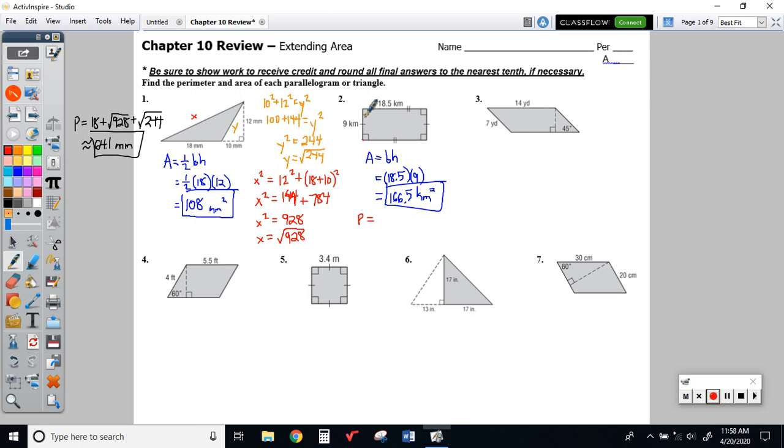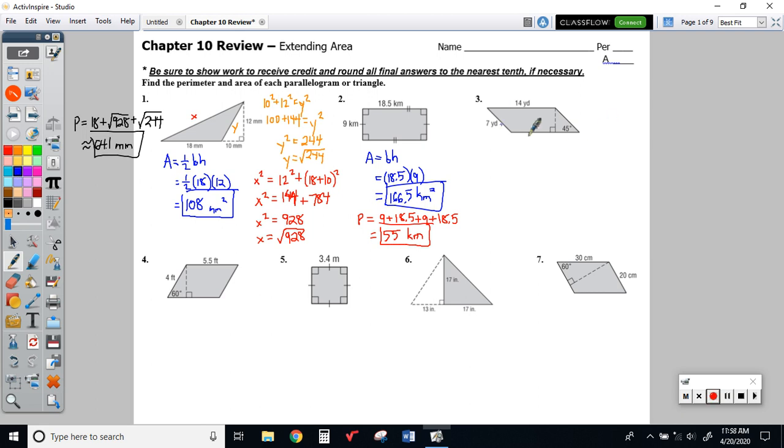So for the perimeter, we're adding all four sides together here, and we have 9 plus 18.5 plus 9 plus 18.5. So you could write it all out, exactly what I just said, or you could write 9 times 2 plus 18.5 times 2. It looks like this would be 37 together, and that'd be 18 together, so we've got a total of 55, and this is just a length for perimeter, so just kilometers for that one.